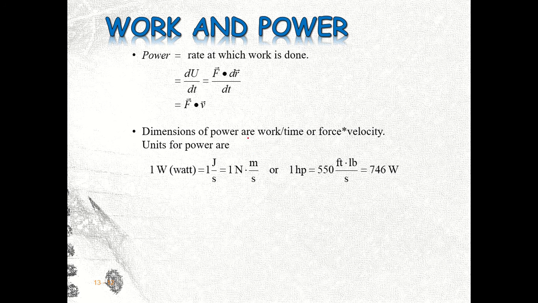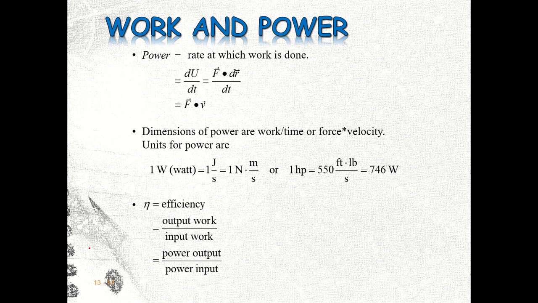The dimensions of power are work over time, or force times velocity. The unit of power is the watt, and this is equivalent to 1 joule per second. And we know that 1 joule is 1 Newton meter, so therefore 1 watt is 1 Newton meter per second. Or we can have the unit of power in terms of horsepower, which is equivalent to 550 foot-pounds per second. And this is equivalent to 746 watts. So 1 horsepower is equal to 746 watts.